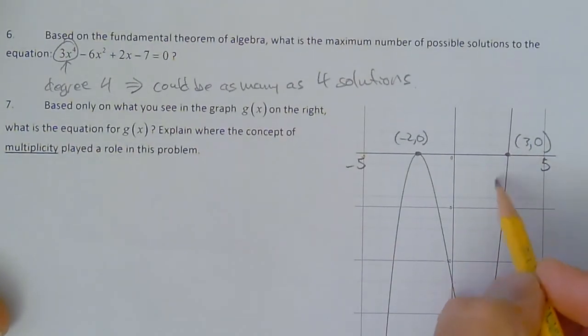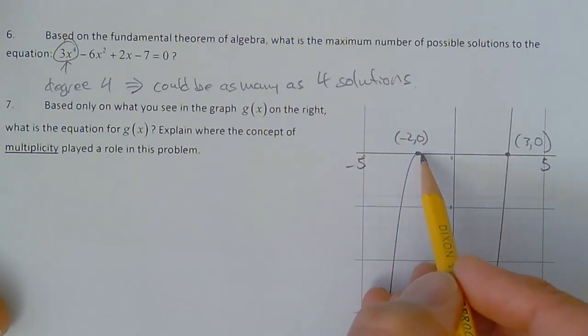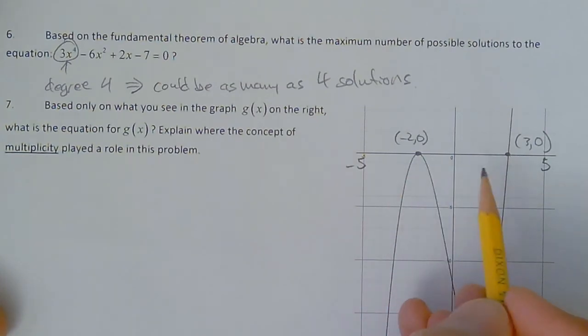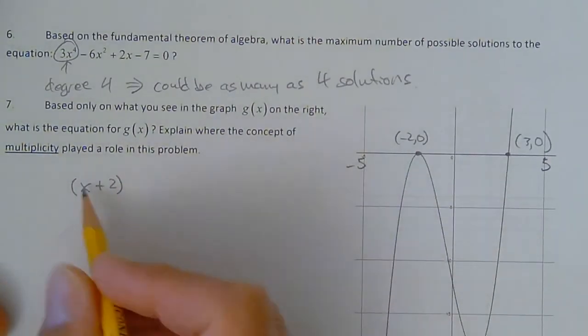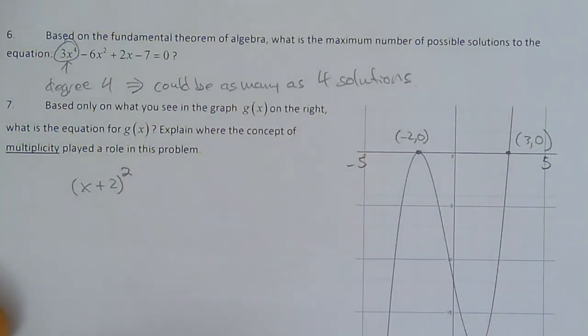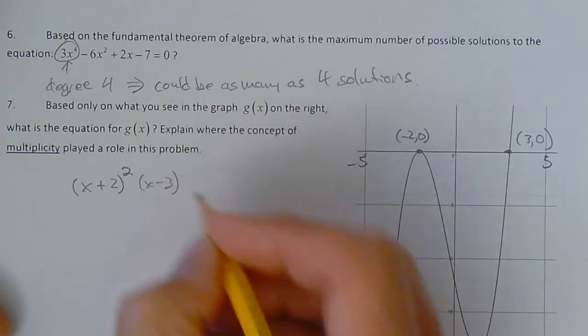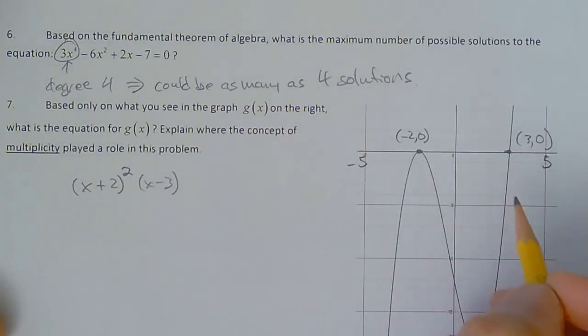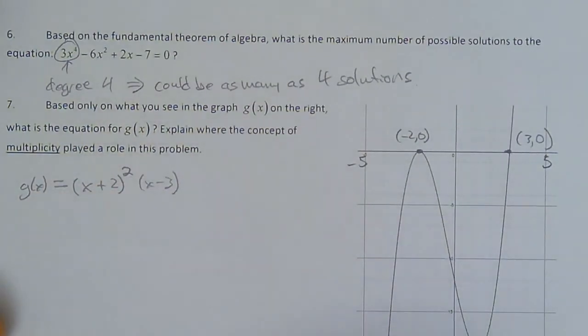And the way this one crosses is just like a straight line, so this has just multiplicity 1, but because this comes up and touches, it has an even multiplicity. So the simplest version of this equation would say that if I factored it, I would have gotten an x plus 2. That's what made it cross the x-axis there. And multiplicity 2 would have meant that it was squared. This one, to make it cross out there, I would need an x minus 3. And it goes straight through, so that's a multiplicity of 1. So this is the equation that should work there.